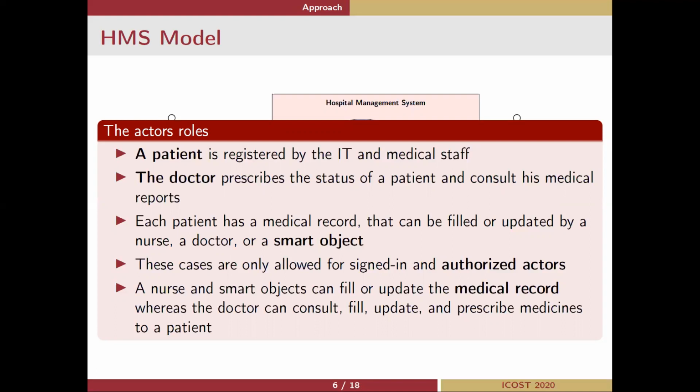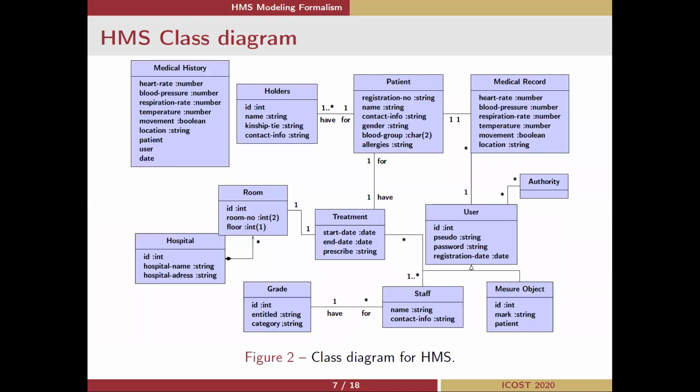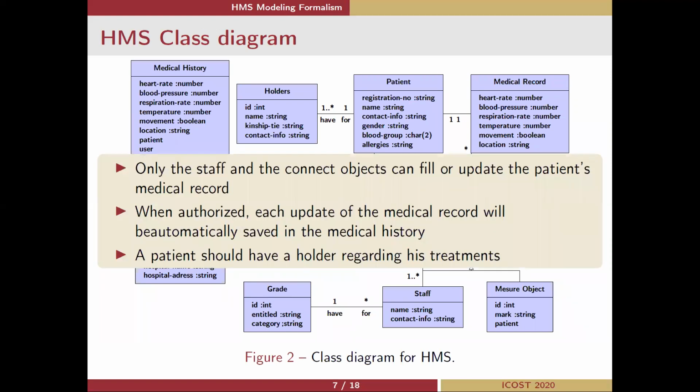Each role has its class. So we present the system as a service by this class diagram, where only the staff and the connected objects can fill or update the patient records when authorized. And each update of the medical record will be automatically saved in the medical history. As well, the patient should have a holder regarding his treatment.